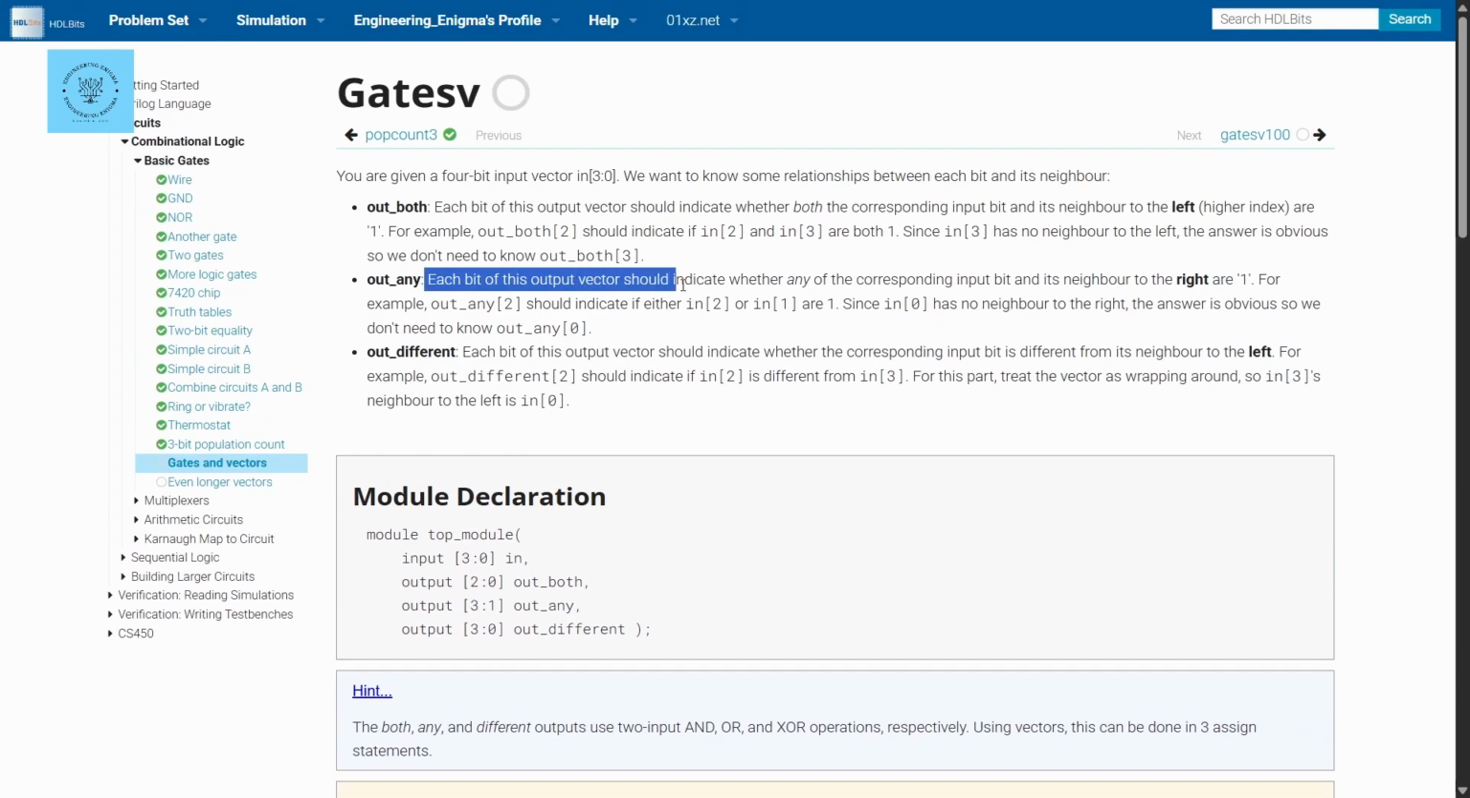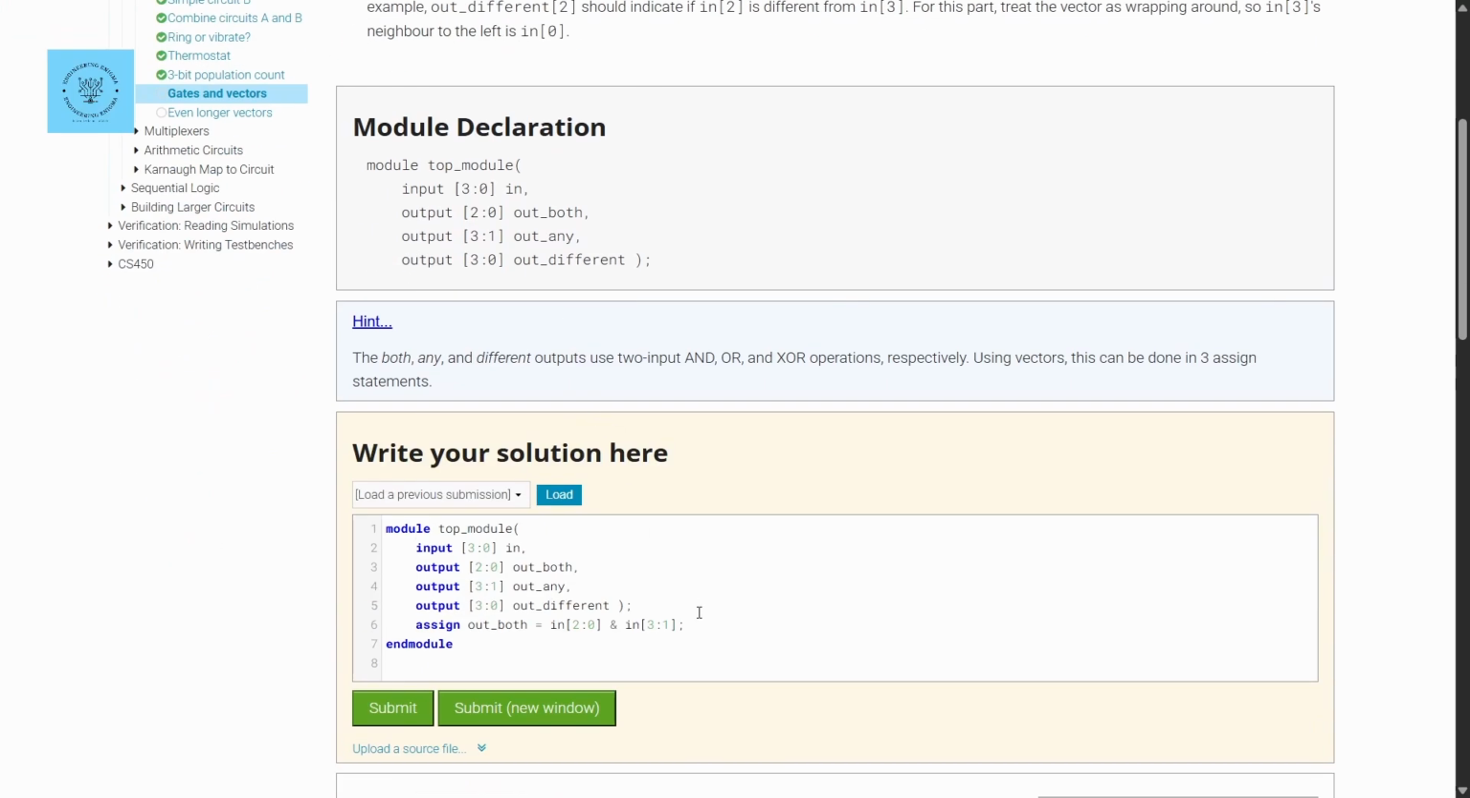Each bit of the output vector should indicate whether any of the corresponding bit and its neighbor to the right are 1. For example, out_any[2] should indicate if either in[2] or in[1] is 1. Here they have given the OR operation, so we have to use bitwise OR. Since in[0] has no neighbor to the right, the answer is obvious, so we don't need to know. As I mentioned earlier, the number system goes like 0, 1, 2, 3.